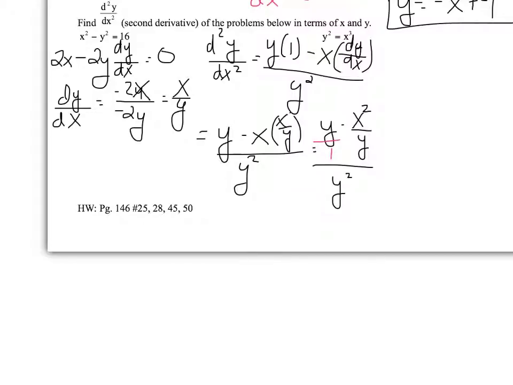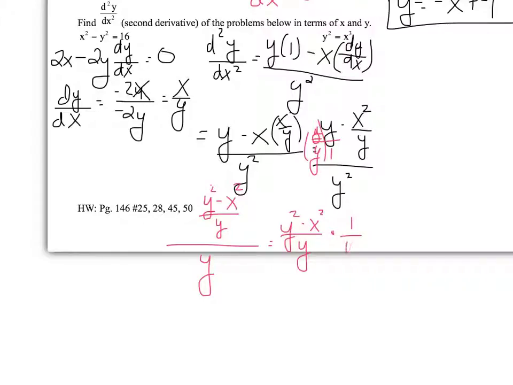Finding a common denominator between 1 and y is y. So multiply the first piece by that. So I'll have y squared minus x squared over y divided by y. Let's do a keep change flip. Y squared minus x squared over y times 1 over y squared. So we have y squared minus x squared over y cubed.